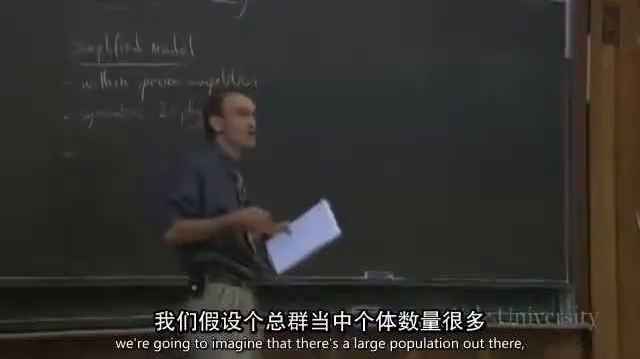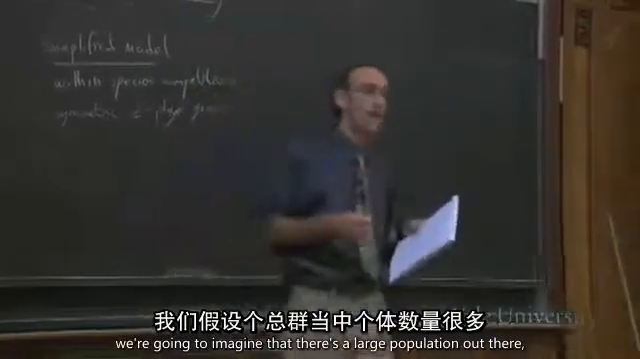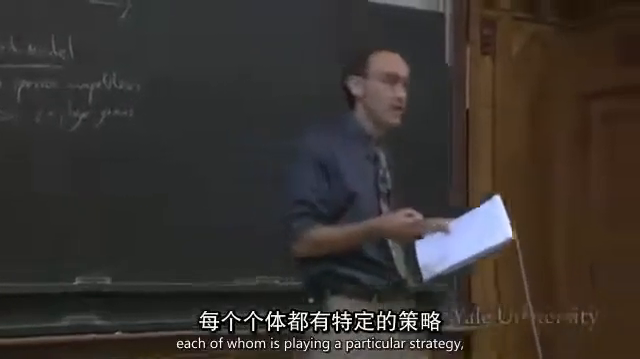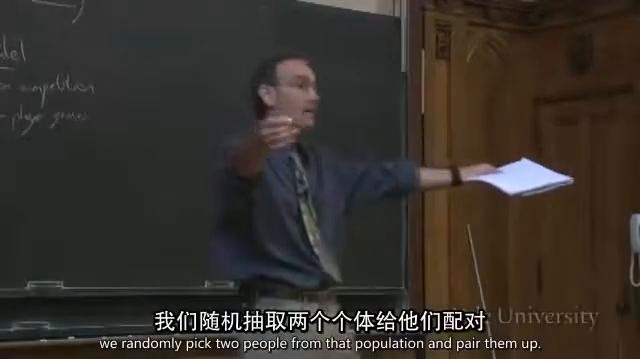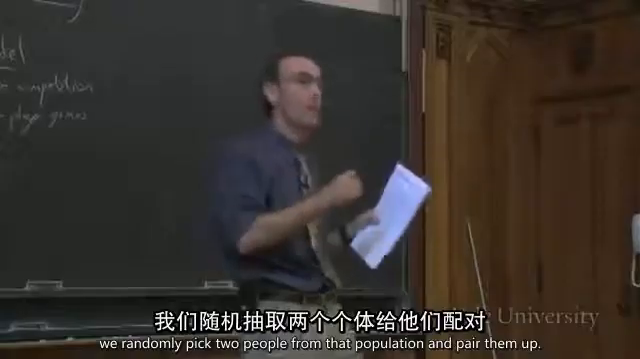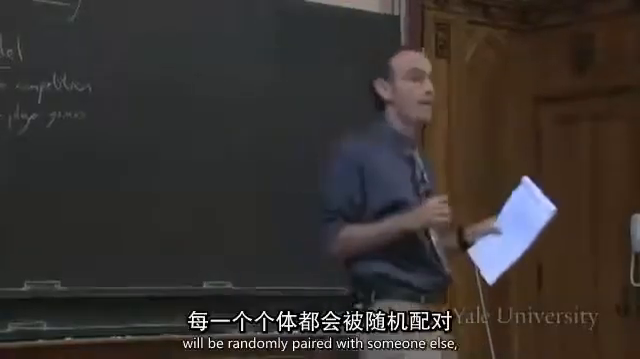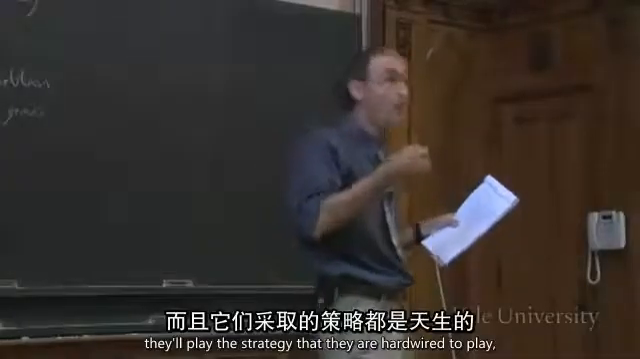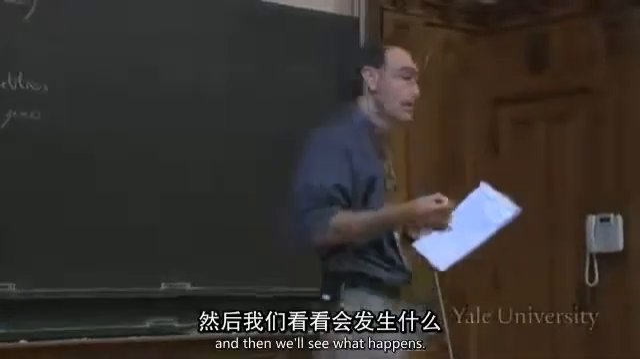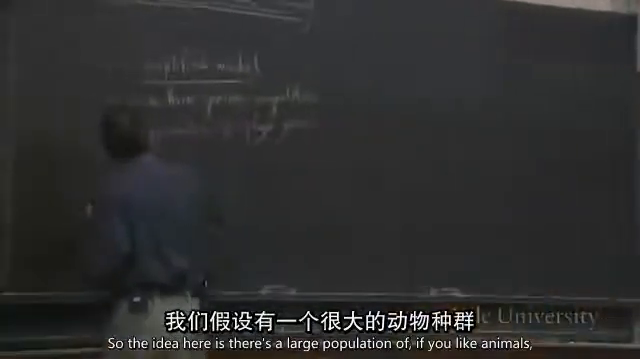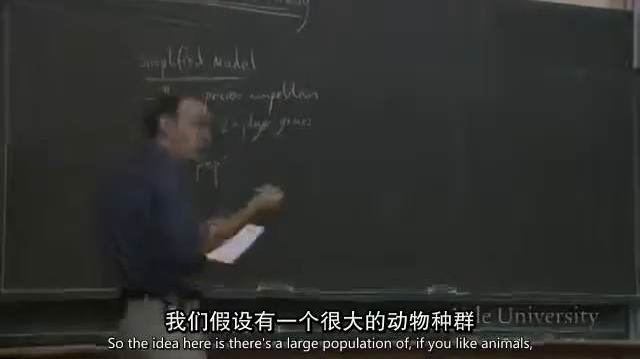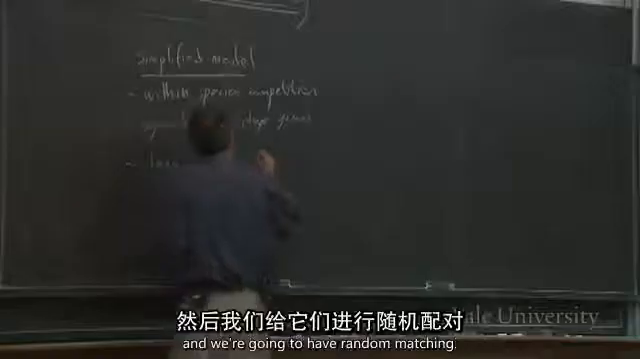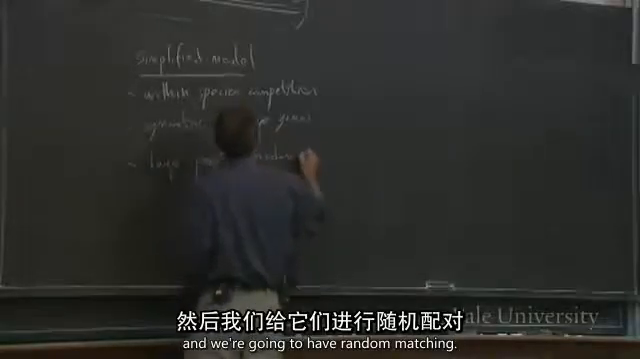All right? The way we're going to think of this is we're going to imagine that there's a large population out there, each of whom is playing a particular strategy. And we're going to assume that we randomly pick two people from that population and pair them up. So everyone in this large population will be randomly paired with someone else. They'll play the strategy that they are hardwired to play, and then we'll see what happens. So the idea here is there's a large population of, if you like, animals that are hardwired to play particular strategies, and we're going to have random matching.